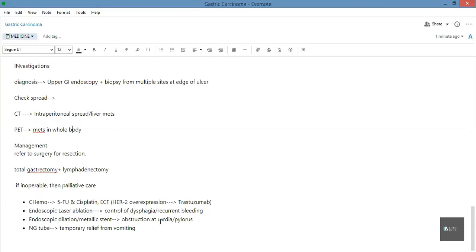If there's obstruction at the cardia or the pylorus due to the cancer, then endoscopic dilation or the insertion of a metallic stent may improve those symptoms or those problems. And if the patient has extreme vomiting, we can give them temporary relief from it by inserting an NG tube.